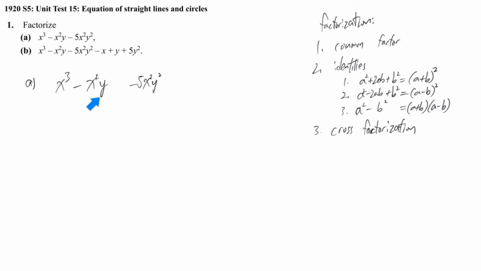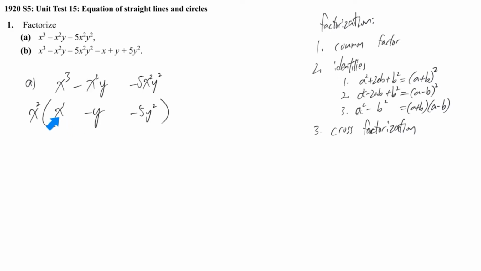Every term, 1, 2, 3, has a common factor, which is x squared. So I can extract as much as x squared from each item. The first term, take out x power of 2, so 3 deduct 2, still power of 1 is left, x power of 1. The second term, take out x power of 2, so negative y is left. The last term, take out x squared, so negative 5 y squared is left.